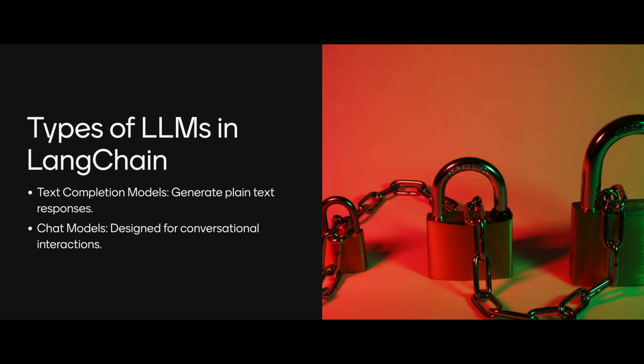You may have a question in your mind: what is the difference between text completion and chat models? Well, text completion models are straightforward. They take a single input prompt and return the response. They are ideal for tasks like summarization or generating creative content. Chat models are optimized for multi-turn conversation. They maintain context across multiple prompts, making them perfect for building chatbots or virtual assistants.